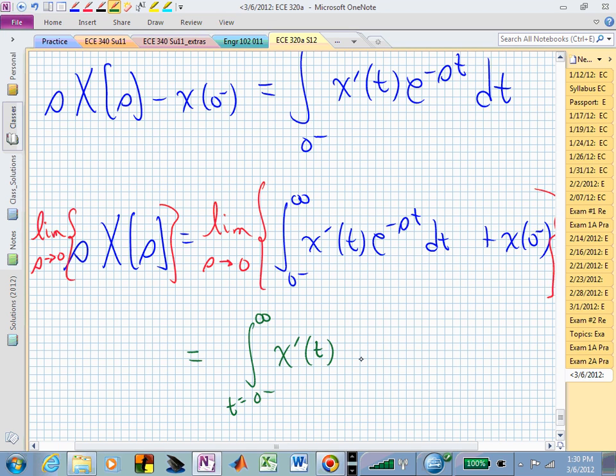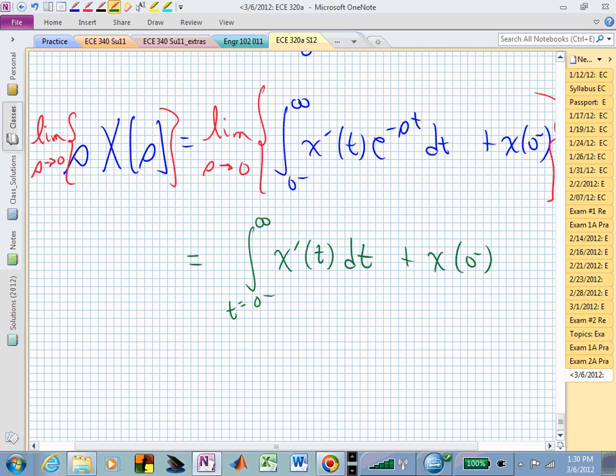So now I have x prime of t. Well, maybe I should have done a different order. That's okay, I guess. And now what do I have? I still have that x of 0 minus. That didn't have an s term in it. But what's this integral of x prime dt? That's just the integral of dx, isn't it?